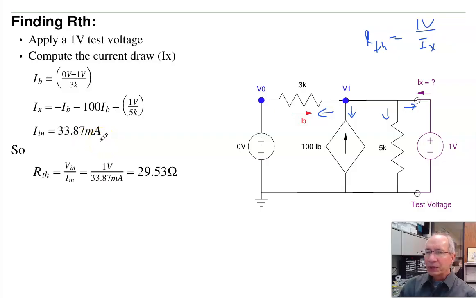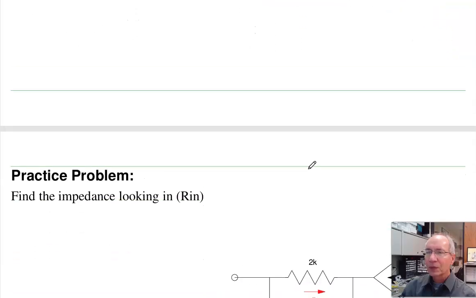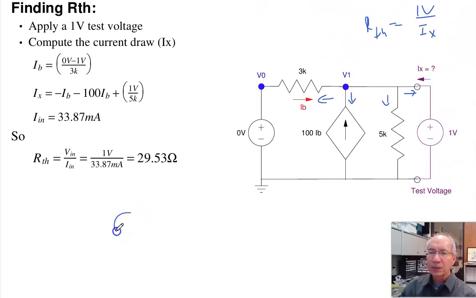I then know the resistance. Resistance is voltage over current. 1 volt draws 33 milliamps. This apparently is 29.53 ohms. So all this mess looks like 29.5 ohms. Not really obvious, but that's what it is. So that's my Thevenin equivalent. That circuit looking in looks like this. This is 29.5 ohms and 4.97 volts.